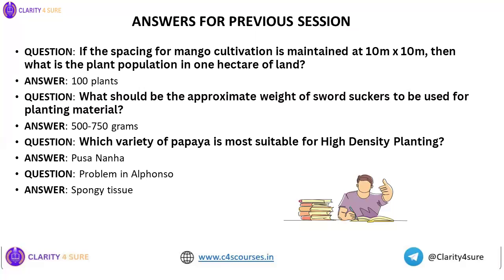All right. Next question was, what should be the approximate weight of sword suckers to be used for planting material? So the answer to this question is 500 to 750 grams. The next question was, which variety of papaya is most suitable for high density planting? So the answer for this question is Pusa Nana.